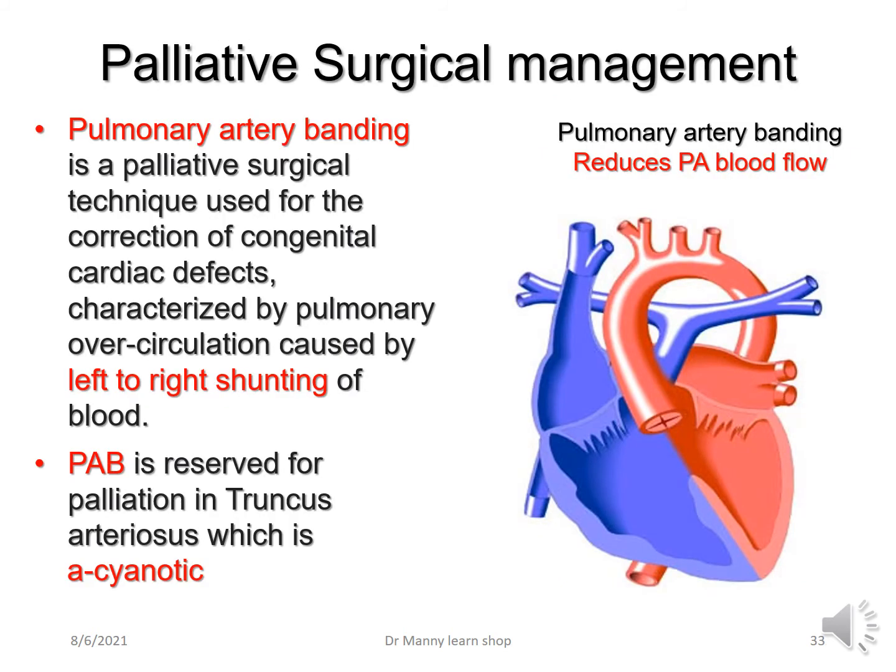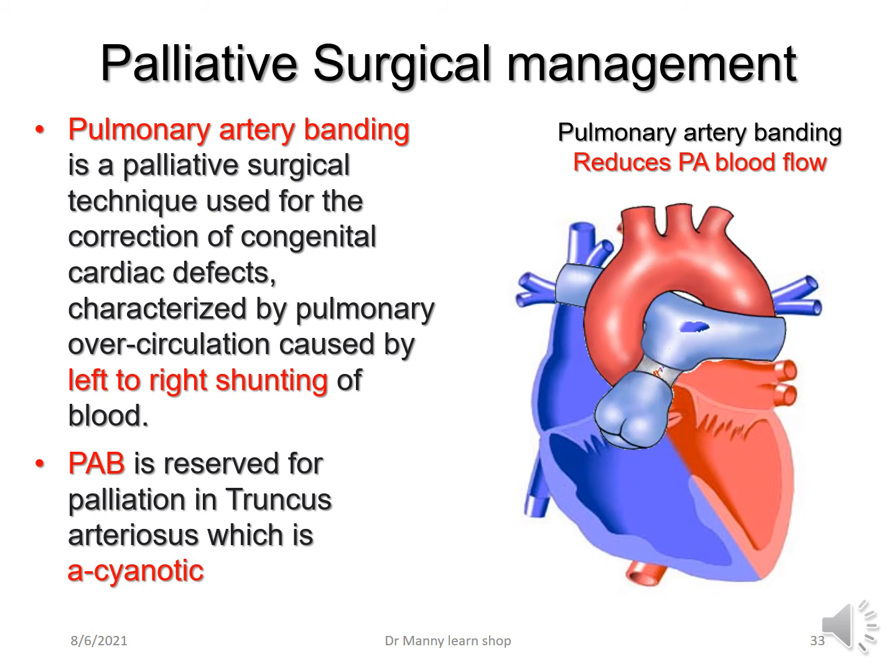Palliative surgical management for Truncus arteriosus includes pulmonary artery banding. And pulmonary artery banding is essentially a palliative surgical technique for the correction of congenital cardiac defects characterized by overcirculation caused by left to right shunting of the blood.